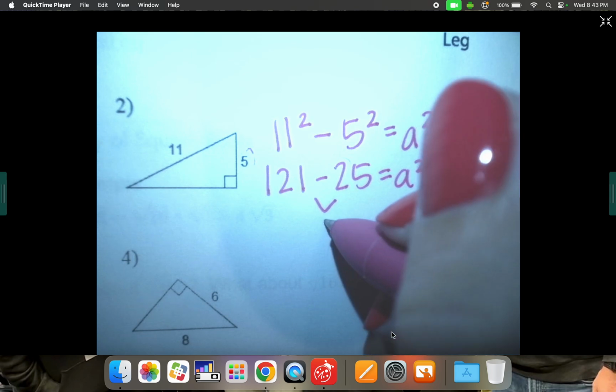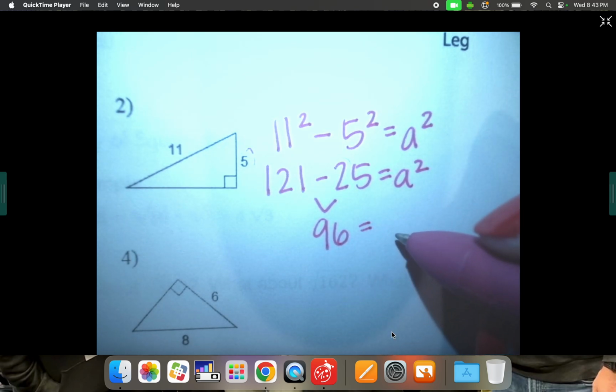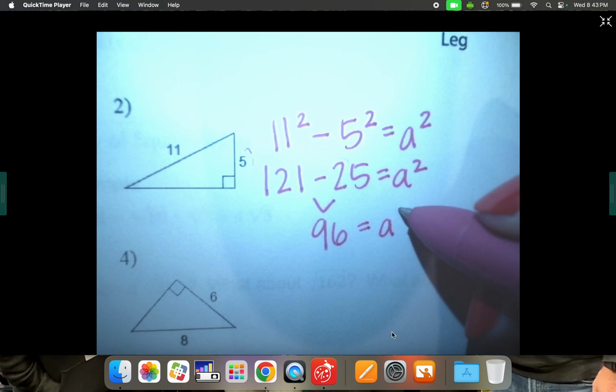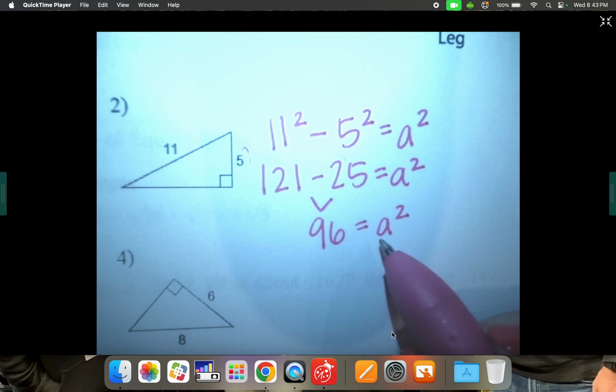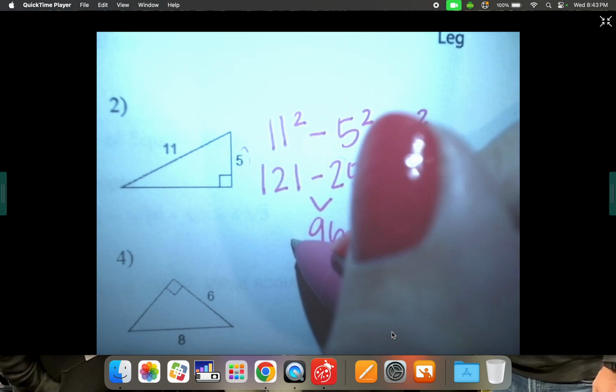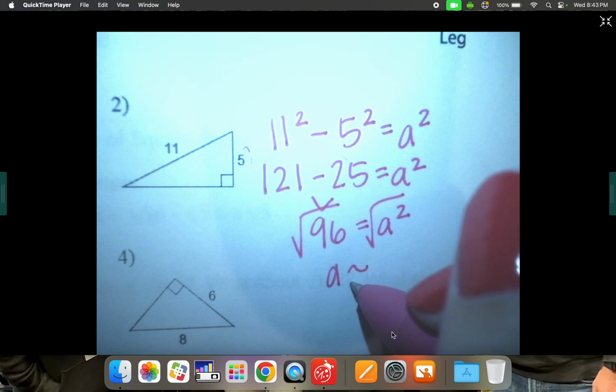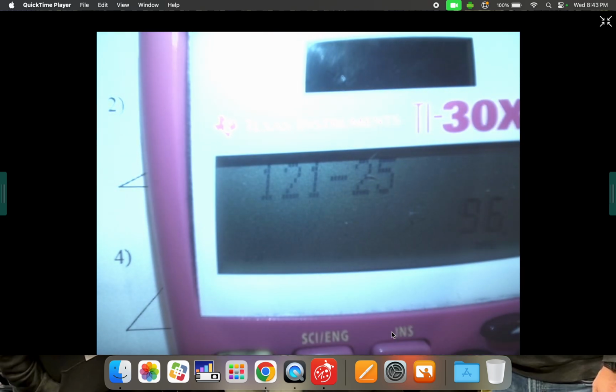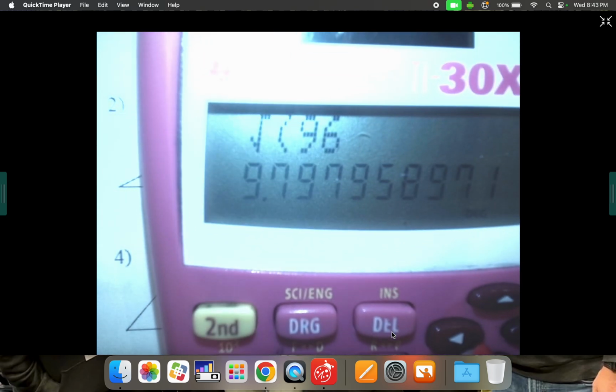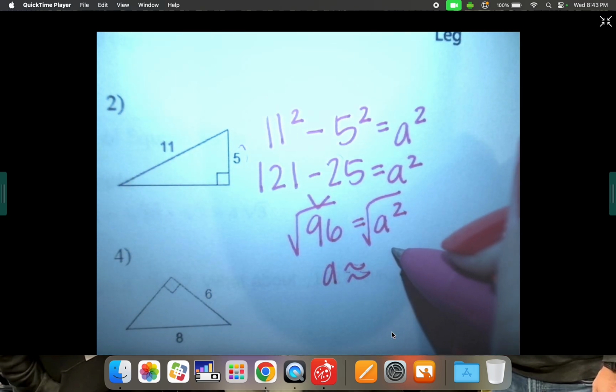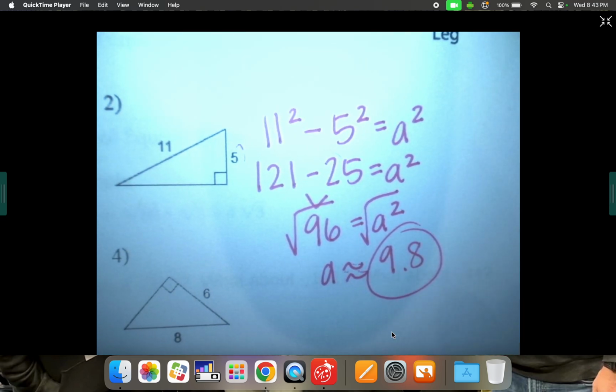121 minus 25 is 96. Didn't we just do a 96 a second ago? I feel like we just did a square root of 96, but maybe not. Okay, so remember that's what A squared is, so we need to square root it to get the actual side length of A. And that is about 9.8. No, maybe we didn't do this one. 9.8. Okay, I am going to let you start your homework.